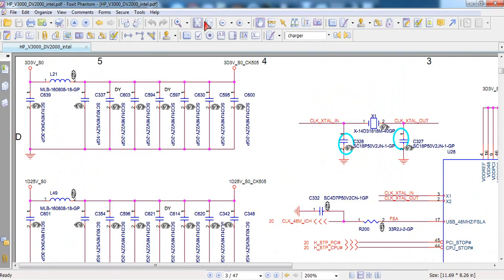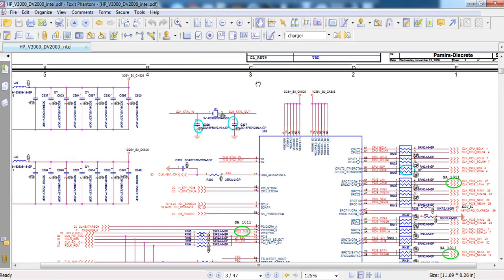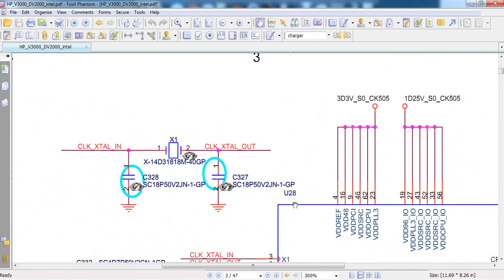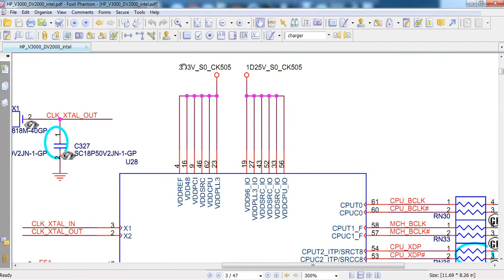So let's go back again to the clock generator. This is the input signal for the clock generator. This is the 3.3 volt input signal. 3V3 stands for 3.3 volt underscore S0. Underscore S0 means this is run power. This is not always power, and this is not suspend power. This is run power underscore CK.